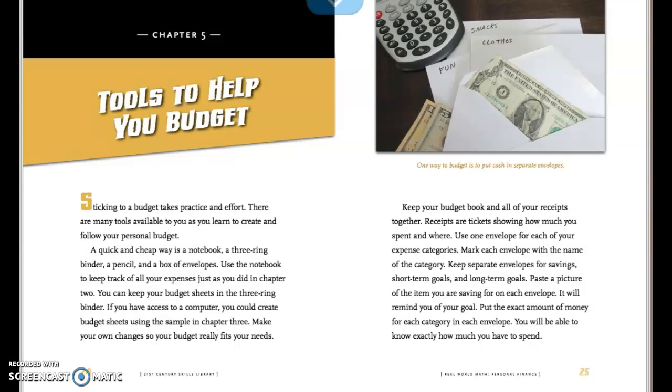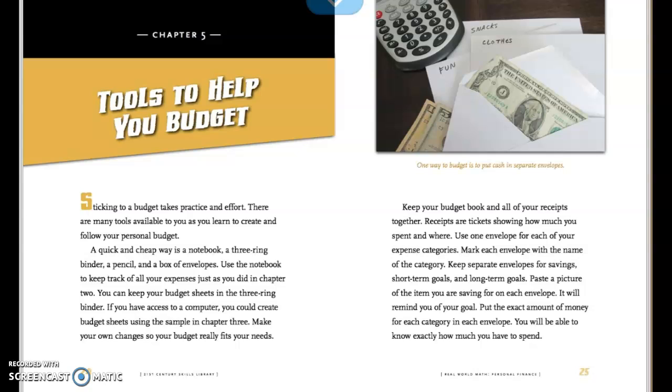A quick and cheap way is a notebook, a 3-ring binder, a pencil, and a box of envelopes. Use the notebook to keep track of all of your expenses, just as you did in Chapter 2. You can keep your budget sheets in the 3-ring binder. If you have access to a computer, you could create budget sheets using the sample in Chapter 3. Make your own changes so your budget really fits your needs. Keep your budget book and all of your receipts together. Receipts are tickets showing how much you spent and where.